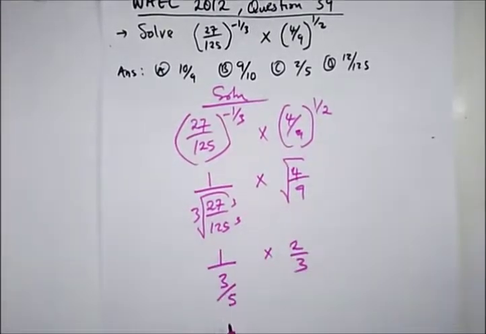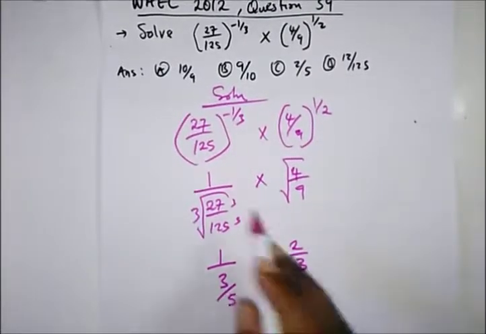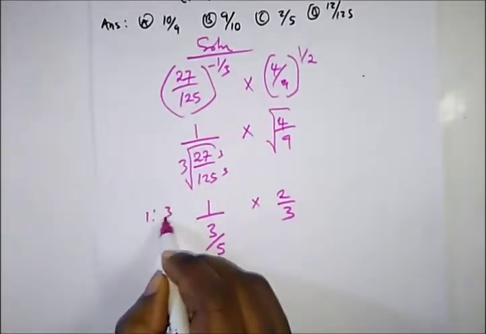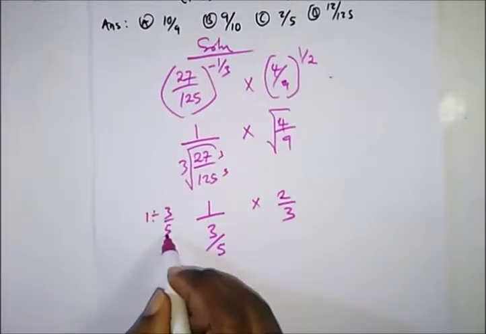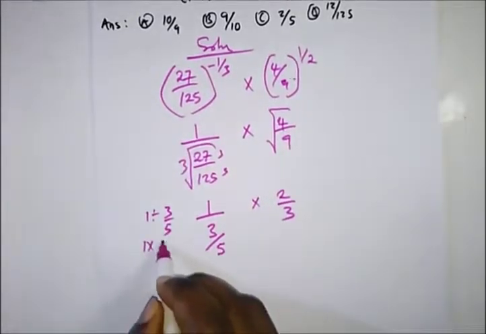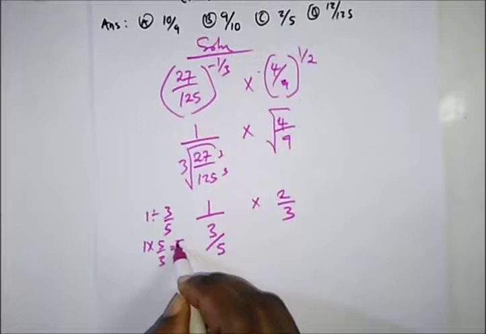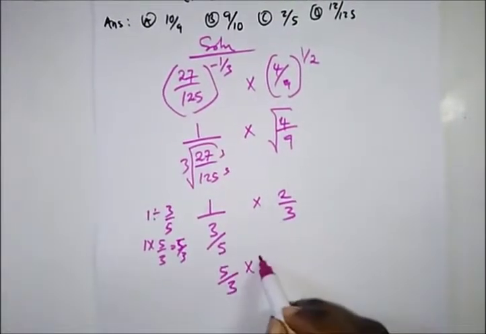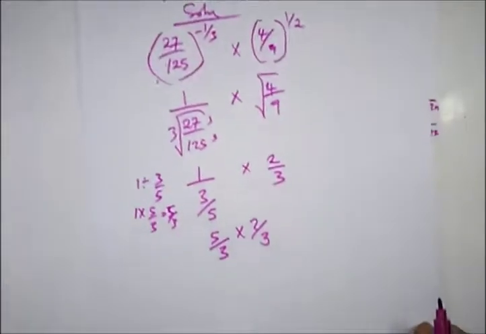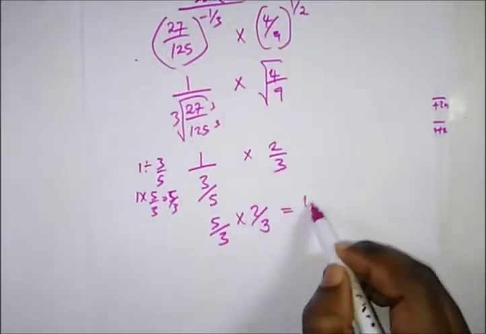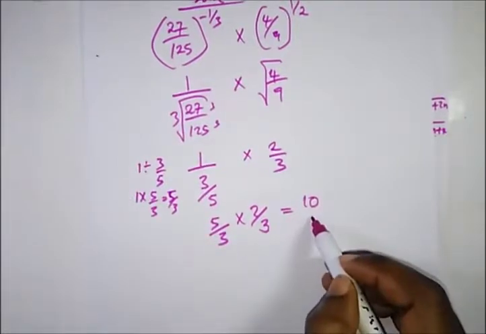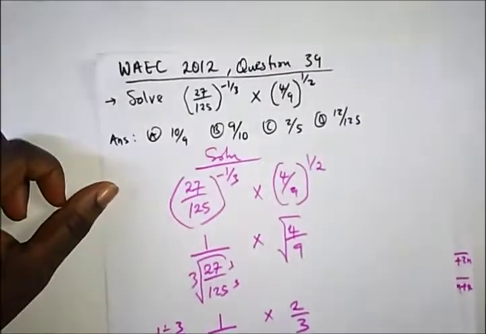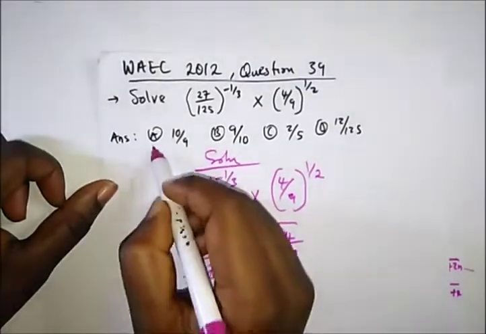So here we'll bring 5 up, right? I hope you know that this is the same as saying 1 divided by 3 over 5, and you invert, where 5 will come up. That's 1 times 5 over 3, which is 5 over 3. So we bring 5 up here, we have 5 over 3 times 2 over 3. So what's the answer here? This is simply 5 times 2, 10, and 3 times 3 is 9. So our answer is 10 over 9, and our correct option here is option A.